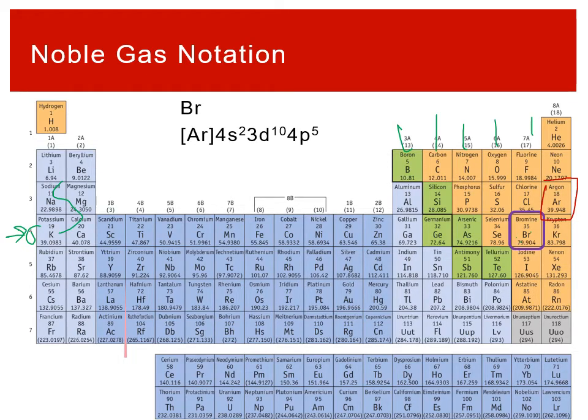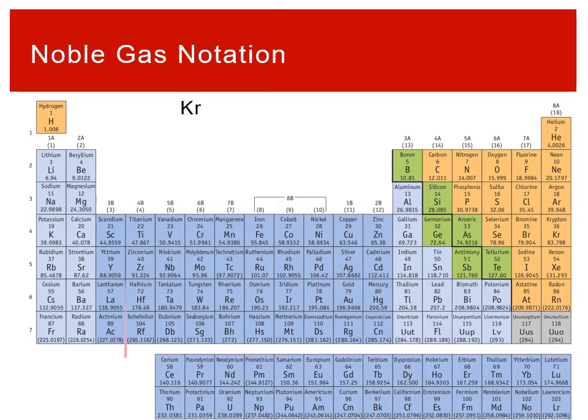So for bromine, the noble gas configuration is Ar in brackets, right? That lines up with that right there. And then we have 4s2, 3d10. That corresponds to this right here. And then the 4p5. So you can see we fill up the s, we fill up the d's, and then the 4p5 is what is open on the bromine.